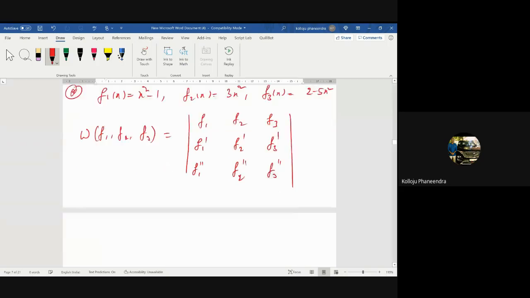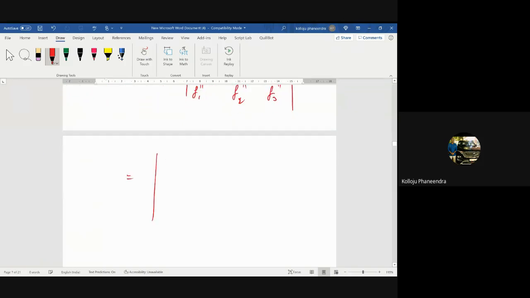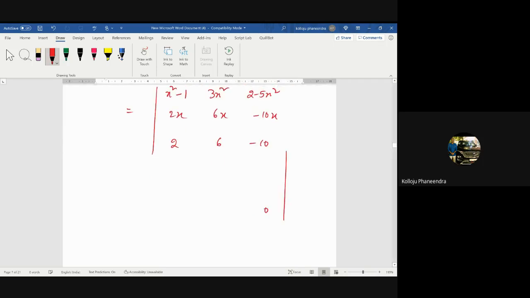First row: x square minus 1, 3x square, 2 minus 5x square. Second row, the first derivatives: 2x, 6x, minus 10x. Third row, the next derivatives: 2, 6, minus 10. Okay.